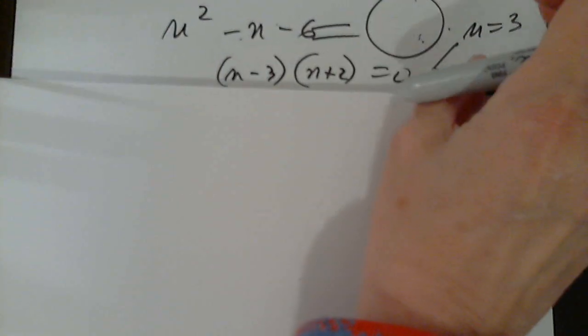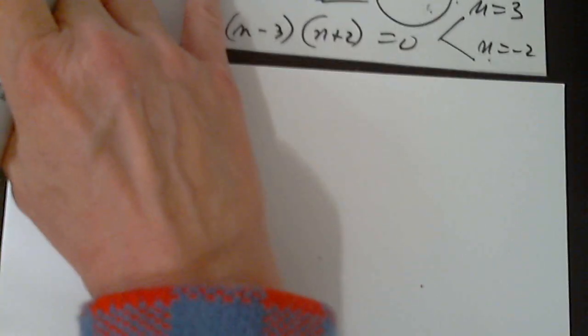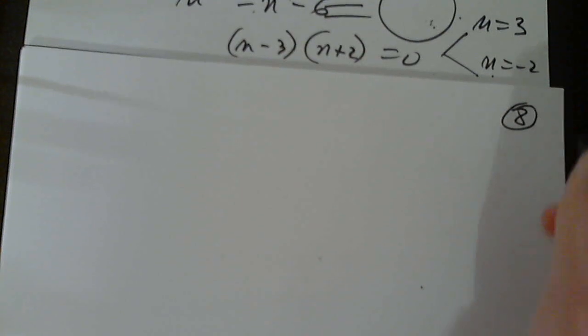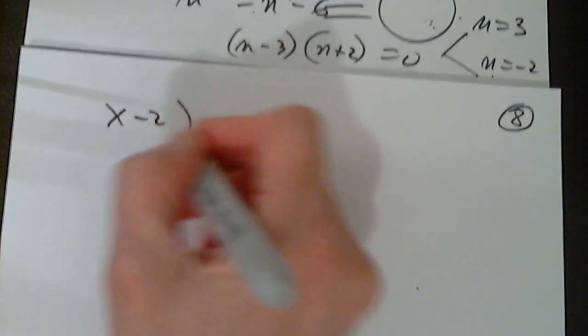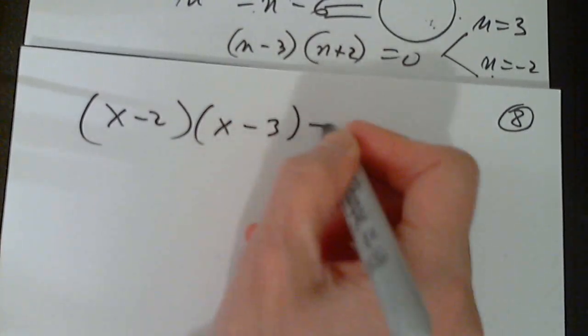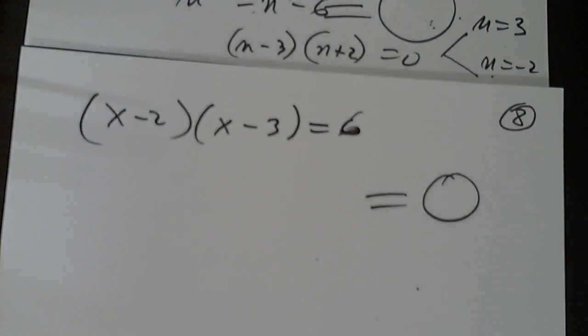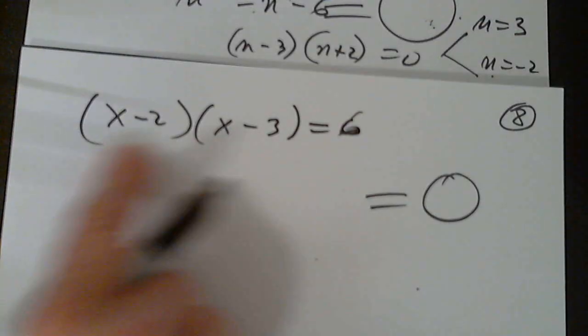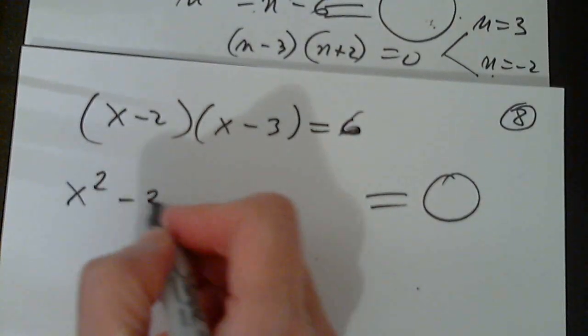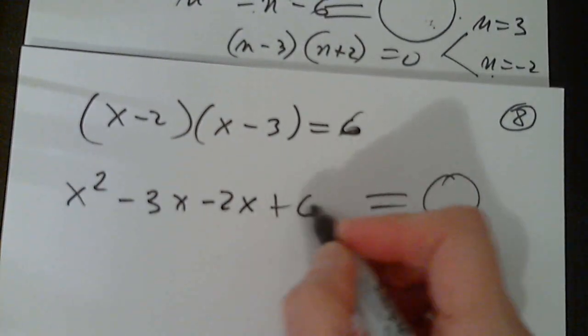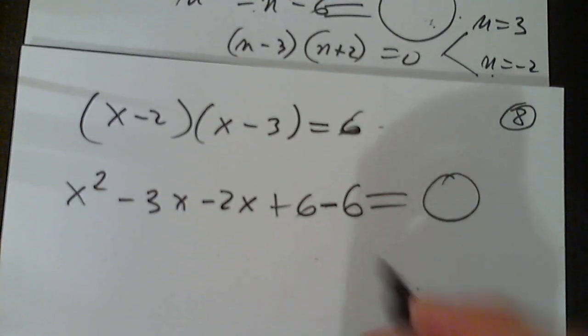The next one requires distributing the factors in there. So (x − 2)(x − 3) = 6. It's quadratic. I have to set it equal to 0, but I have to distribute here. So I have x² − 3x − 2x + 6, and I move 6 to the other side.